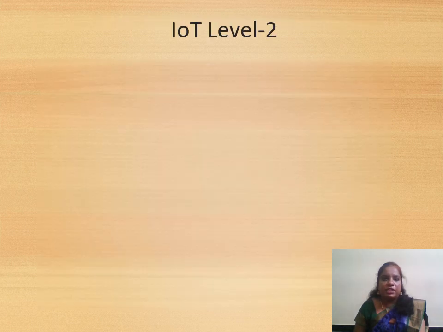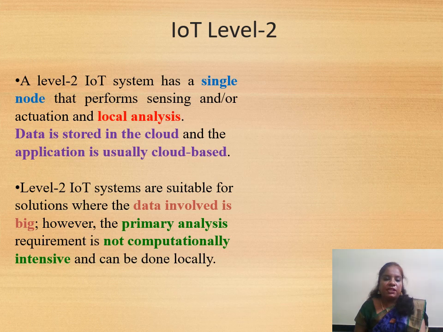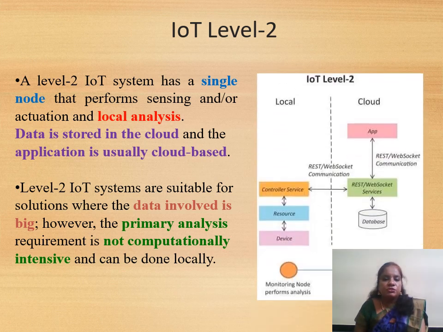Next is IoT level 2. Here the data sensed by the IoT device is big. Since the data involved is big, we should have a better database, so it is stored in the cloud. The cloud is used to store only the data, and no analysis is done there. So you can see the difference between IoT level 1 and level 2. Here the local device senses information and analysis is done locally, but storage alone takes place in the cloud.